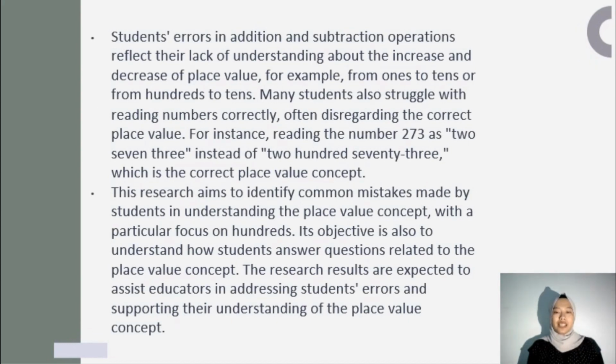Student errors in addition and subtraction operations reflect a lack of understanding about the increase and decrease of a place value, for example, from ones to tens or from hundreds to tens. Many students also struggle with reading numbers correctly, often disregarding the correct place value. For instance, reading the number 273 as two seven three instead of two hundred seventy-three, which is the correct place value concept.